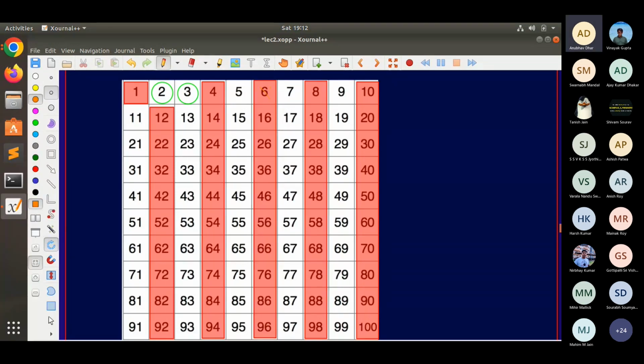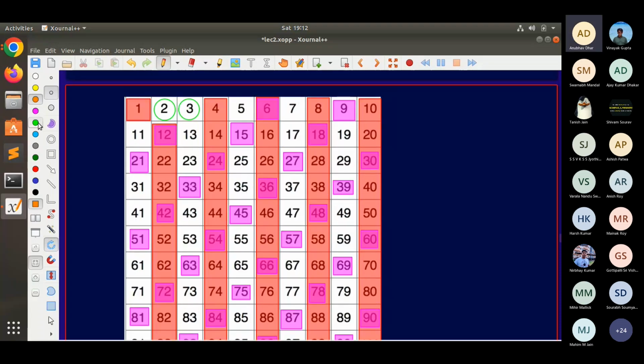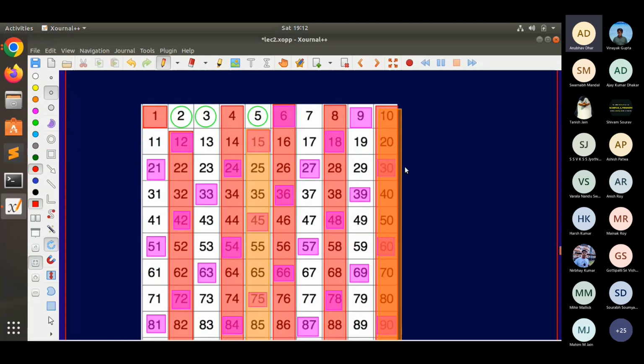6, 9, 12, and so on until you have something like this. Now, what number should come next? Anyone? 5. 5, because 4 is already marked. 5, and then you cross out all the multiples of 5. That's possible, right? 10, 15, 20, and so on until you have something like this.